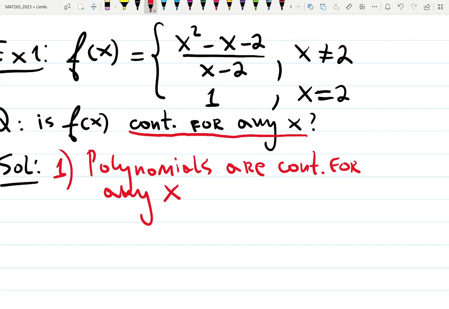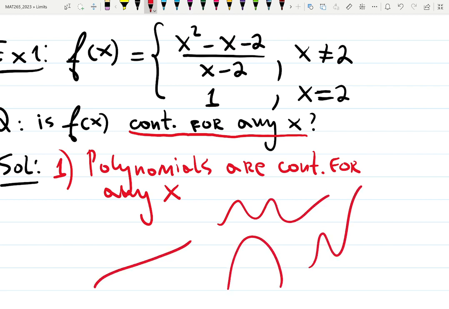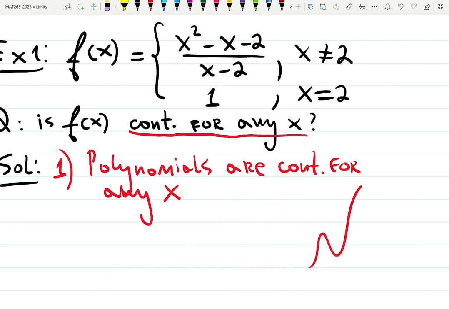So parabolas, cubic functions, 5th power, 17th power, they don't have gaps. They're just nice wiggling functions going up and down like this, parabolas, lines. Those are all polynomials of different degrees. X squared minus x minus 2 is fine. X minus 2 is fine too. The fraction is what makes it tricky. At 2, you see division by 0. And also this whole idea of the piecewise function makes it interesting that something is happening over here.